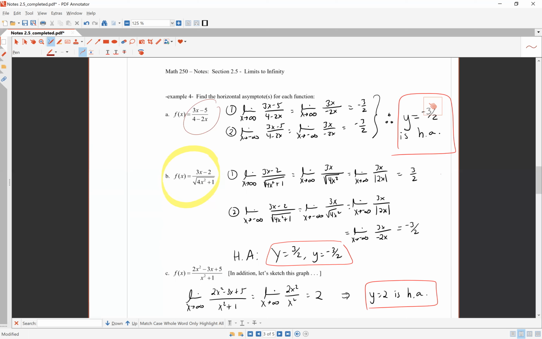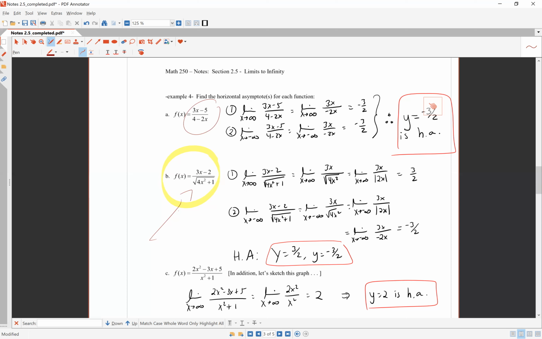Okay, so now what happens here? x is going to go to negative infinity. Once again, it behaves like 3x over 2x, but now the x is going to be negative, so it goes to minus 3/2. So if you actually graph this function right here, as x goes to positive infinity, the graph would approach the line y equals 3/2. As x goes to negative infinity, it would approach the line y equals minus 3/2.